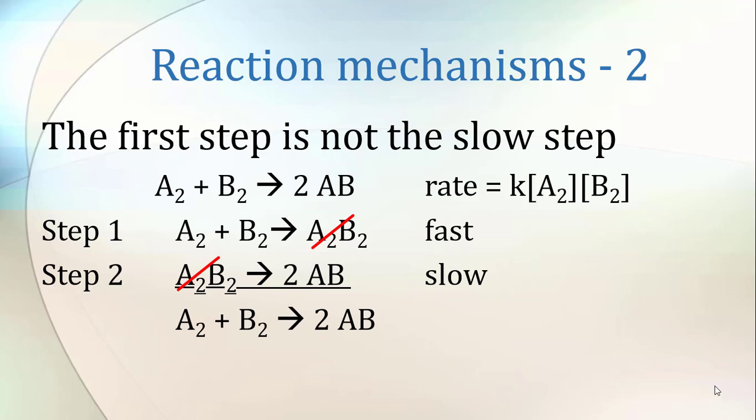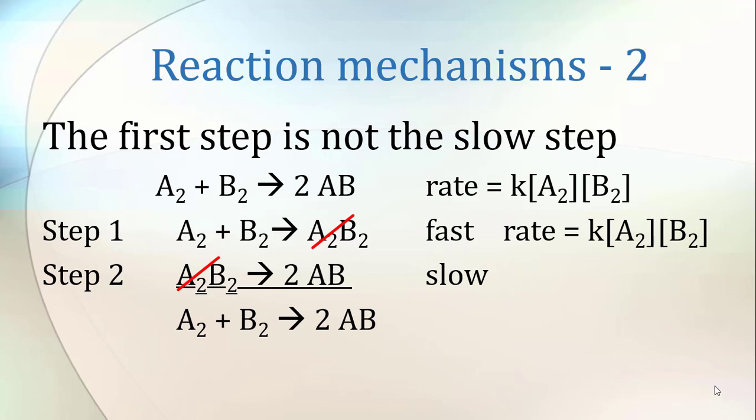Now we look at the rate laws. The fast rate law is rate equals K times the concentration of A sub 2 times the concentration of B sub 2. The slow step, the rate equals K times the concentration of A sub 2, B sub 2. This is the slow rate.